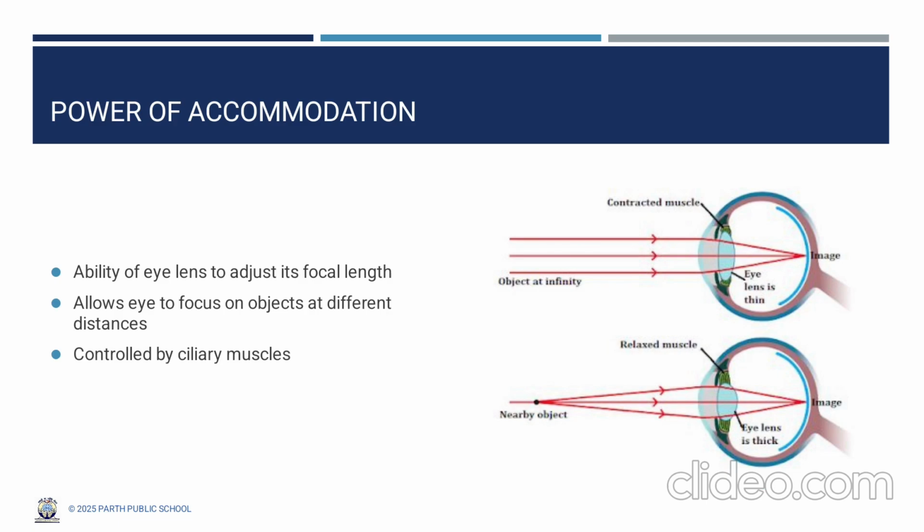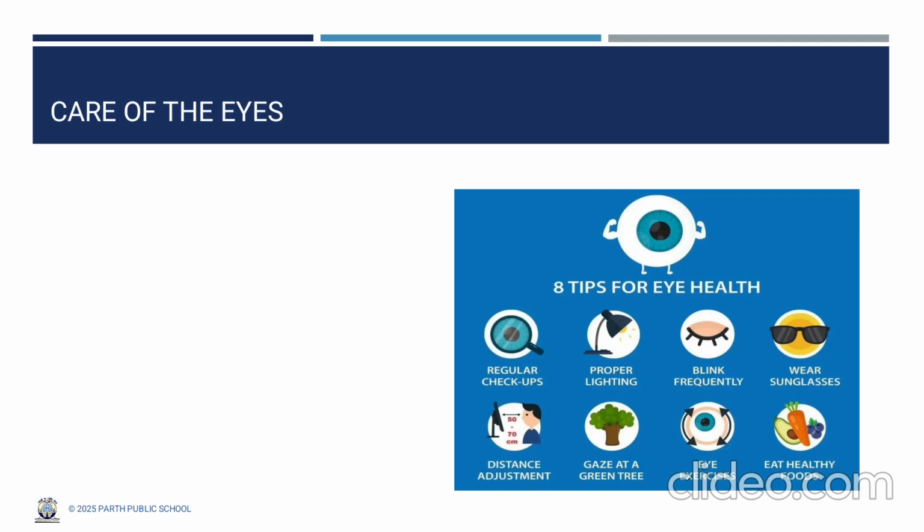So basically, what is power of accommodation? It is the ability of the eye lens to adjust its focal length so that we can see nearby objects as well as far objects clearly. Second, it allows the eye to focus on objects at different distances. This is controlled by the ciliary muscles. The ciliary muscles shorten or widen the eye lens so that the focal length can be changed, and so the power of accommodation can also be changed.